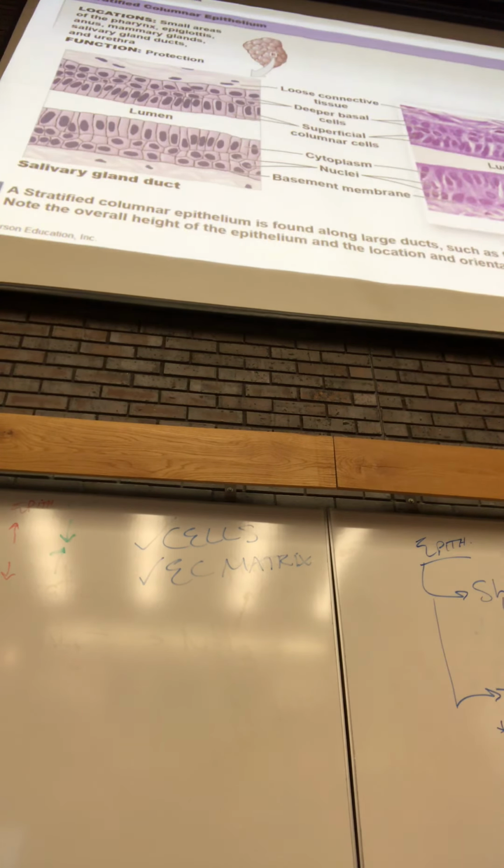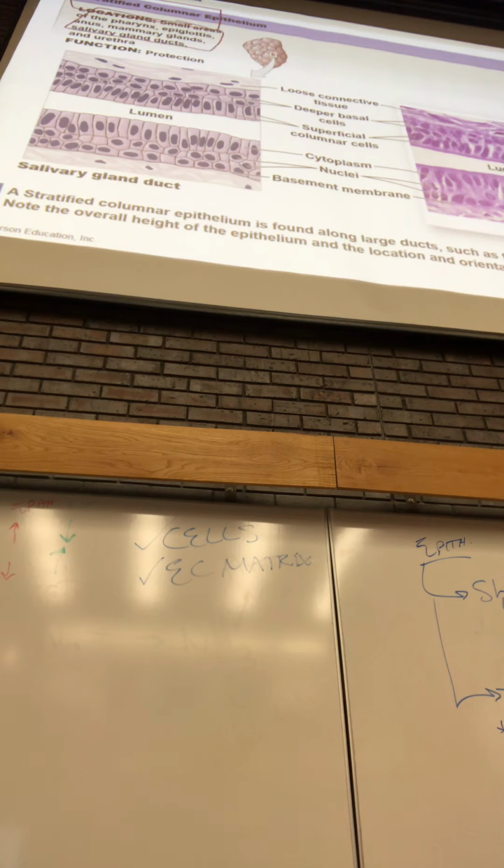Here's a stratified columnar tissue. It's quite rare, and it's not easy to distinguish from a couple other things, so I don't typically put it on the lab exam. But I do want you to know what that means. It means multiple layers of column-shaped cells. Where is it typically found? The throat.